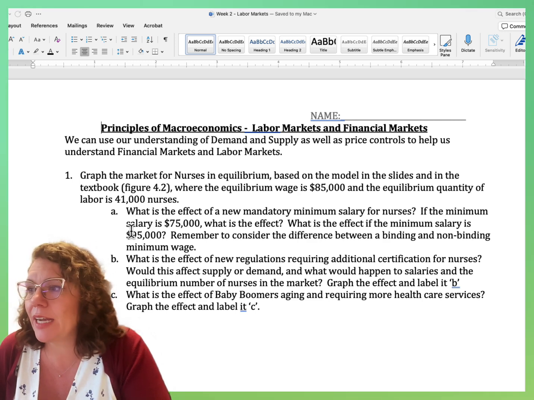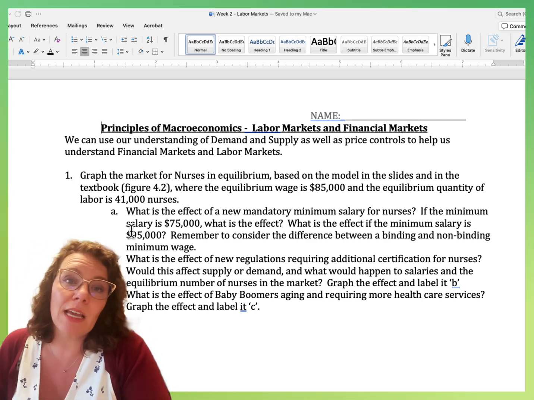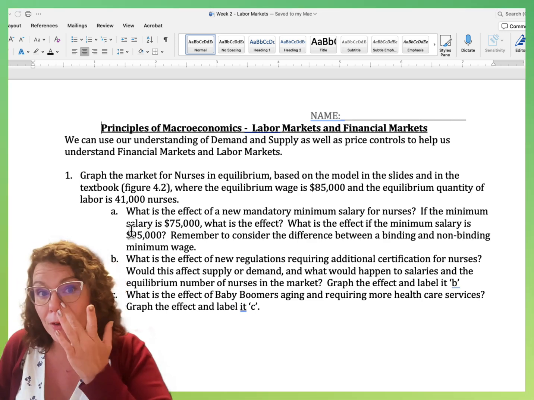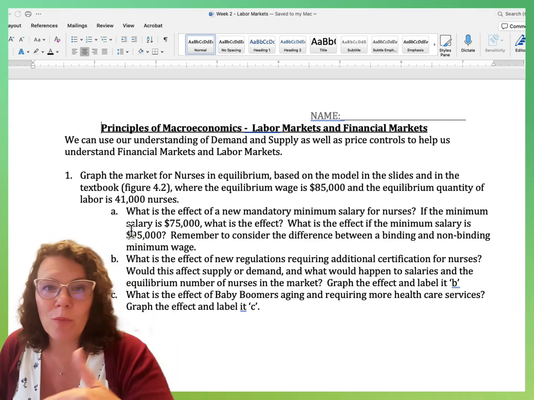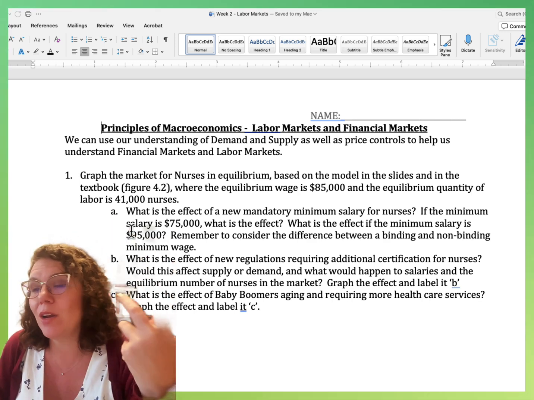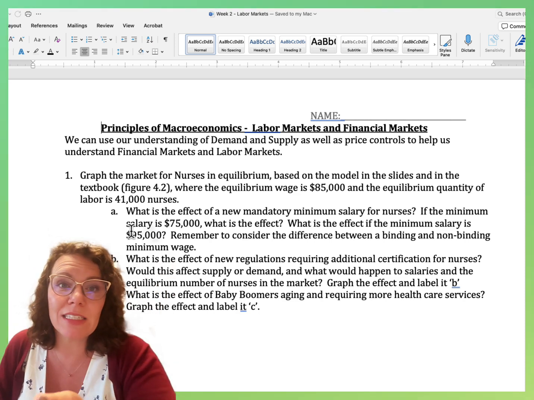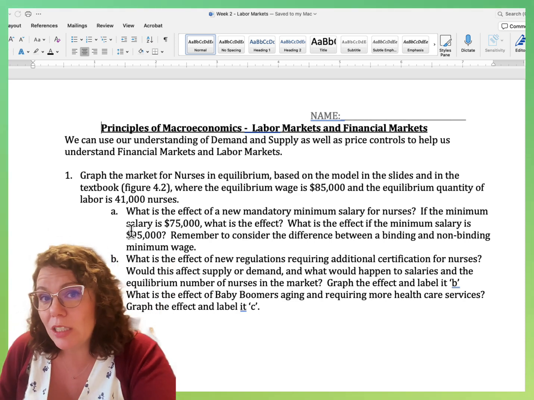Not being terribly technical, but I will ask you on the assignment to go ahead and graph that new curve so you can see the change in equilibrium. And then for the third one, we're going to do something similar. We're going to talk about an aging population and what that might do to the labor market.